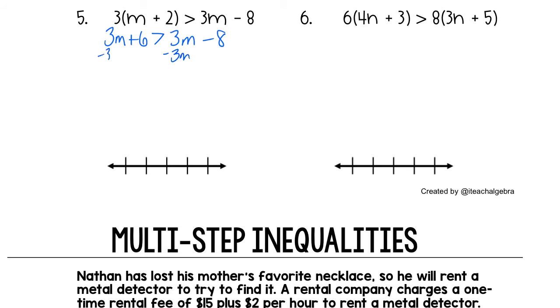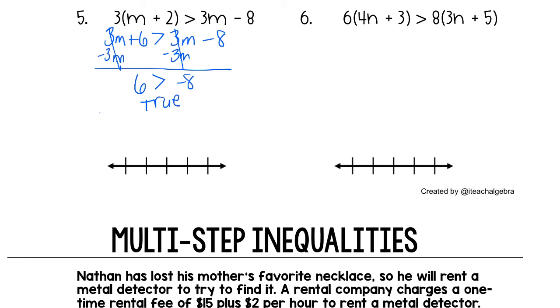So subtract 3m. 3m's cancel. I've got 6 is greater than negative 8. Our variables are all gone. So we have to see if this statement is true. Is 6 greater than negative 8? It sure is. So this is true.